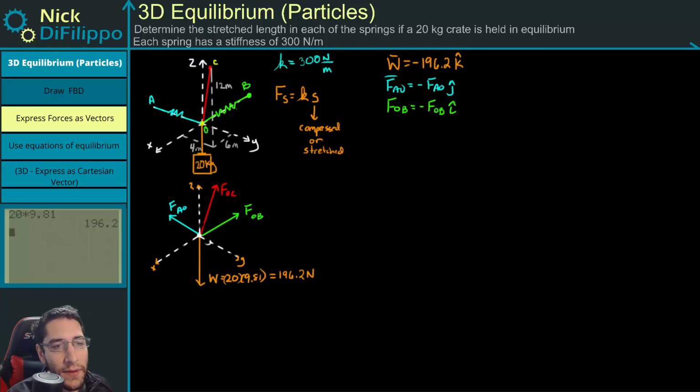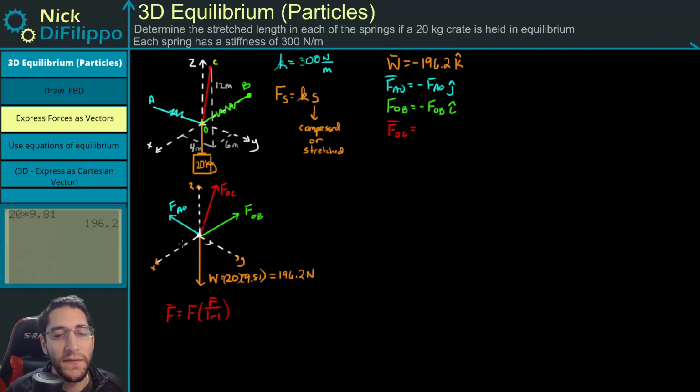Now we have to deal with F_OC. F_OC isn't hard, but it's just a line in 3D space. A line in 3D space is a force along a line. So the force vector F along a line is equal to the magnitude of F times the position vector over the magnitude of the position vector.